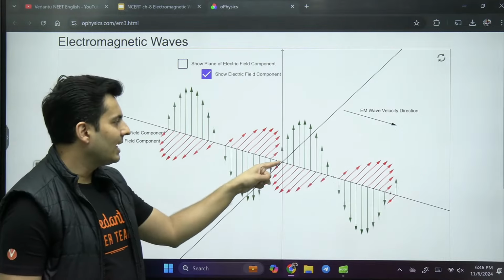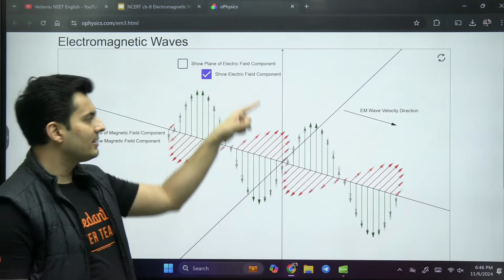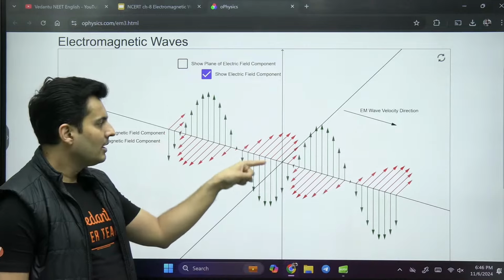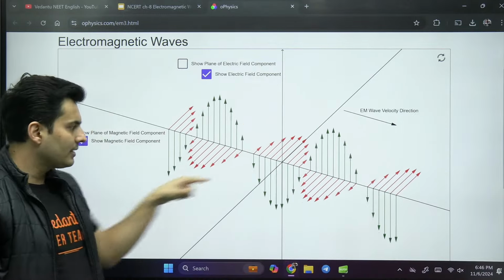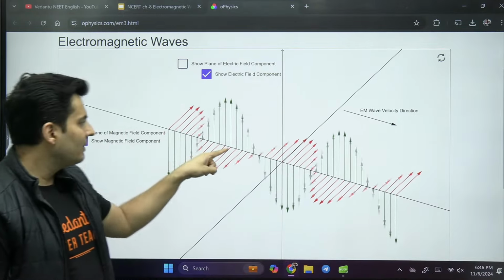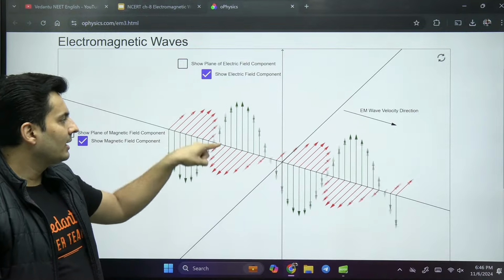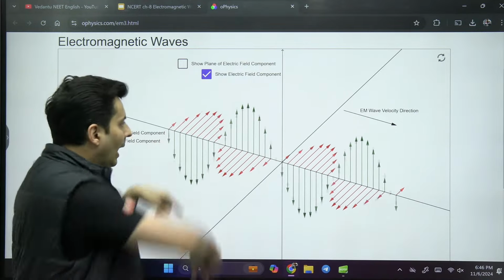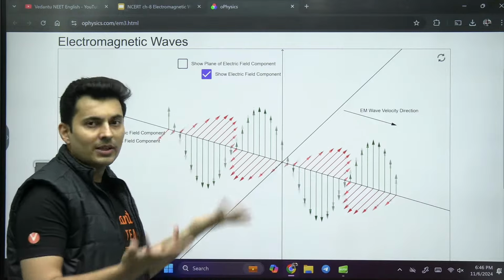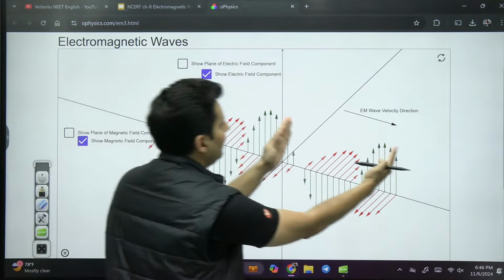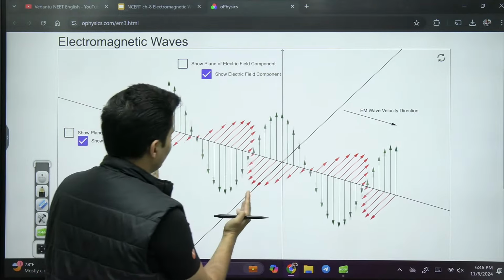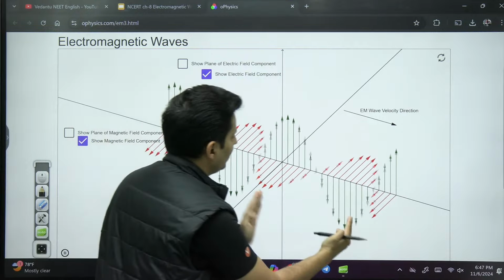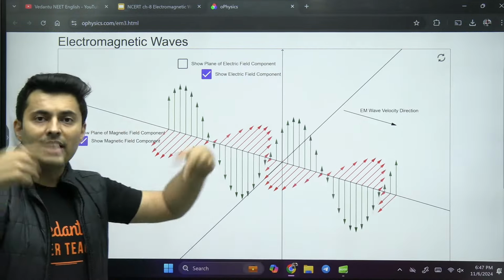If you are standing at one point, suddenly the electric field is increasing, and the magnetic field is increasing, decreasing. So at any given point, the magnetic field and the electric field will keep changing. How quickly they change gives me the frequency, and the distance between two crests or two troughs gives me the wavelength of that wave.